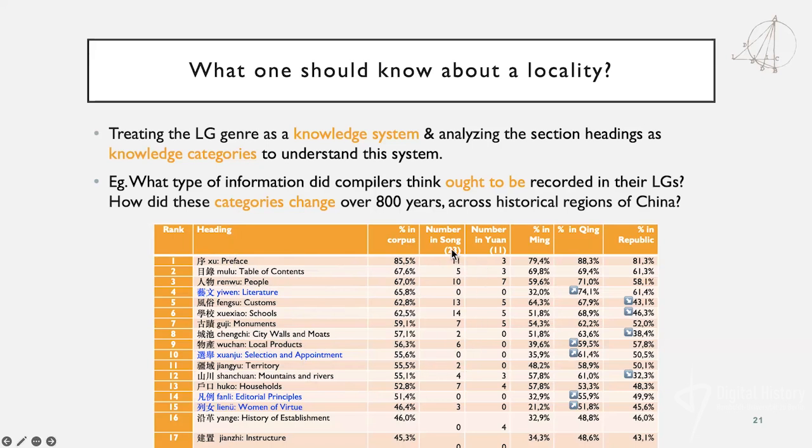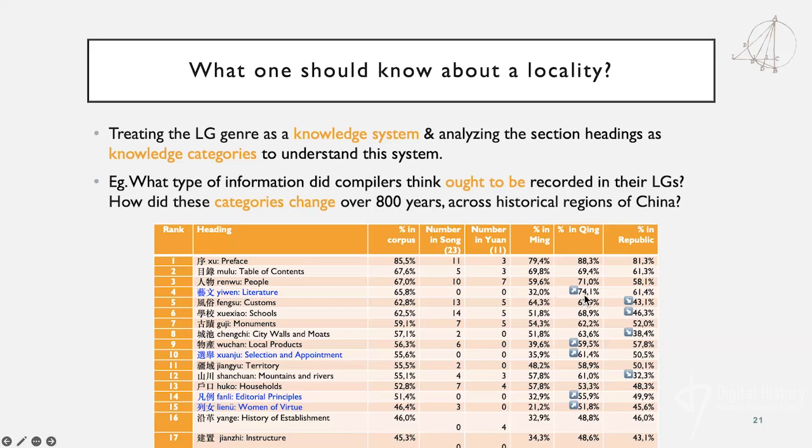And then what I did is that I divided them into different historical periods of dynasties. So in the Song and Yuan, these are very early, so only very few still exist today. But from the 16th century, from the Ming Dynasty, there are thousands of gazetteers still extant. So we can see that there are also ups and downs, for example, literature. In the Ming Dynasty, there were about 30% that had this section heading.